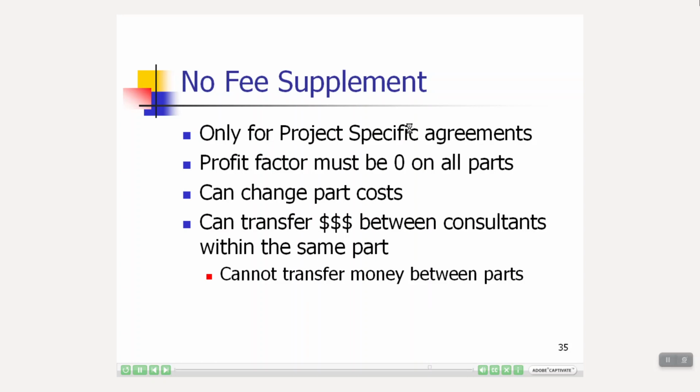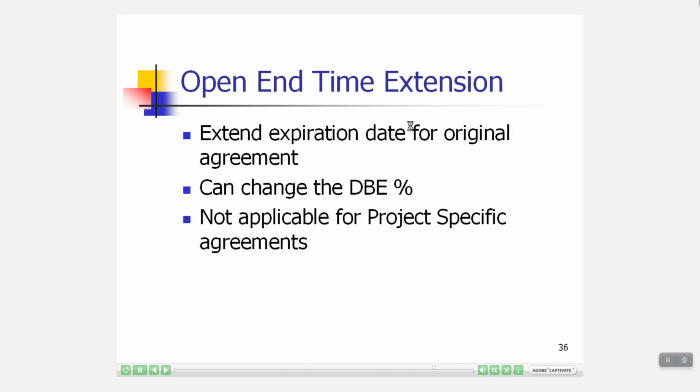The no-fee supplement is only for project-specific agreements, and the profit factor must be 0 on all parts. You can change the part costs and can transfer money between consultants within the same part, but you cannot transfer money between parts. For an open-end time extension, you can extend the expiration date for the original agreement and change the DBE percentage. And this is only for open-end agreements. It's not applicable for project-specific agreements.